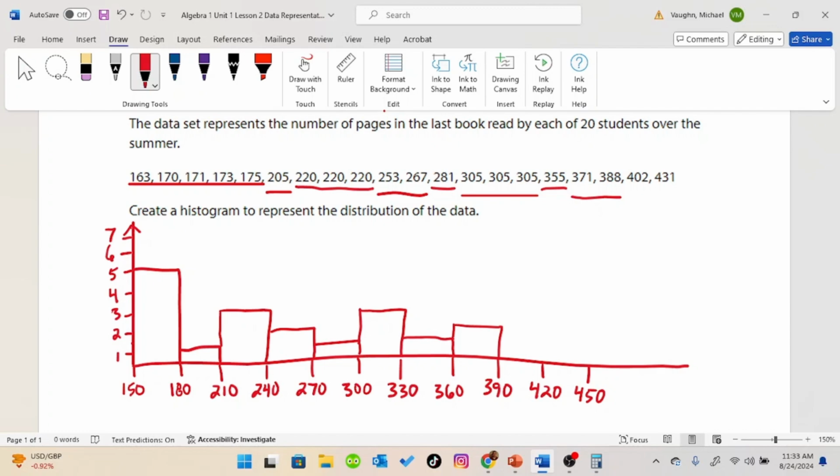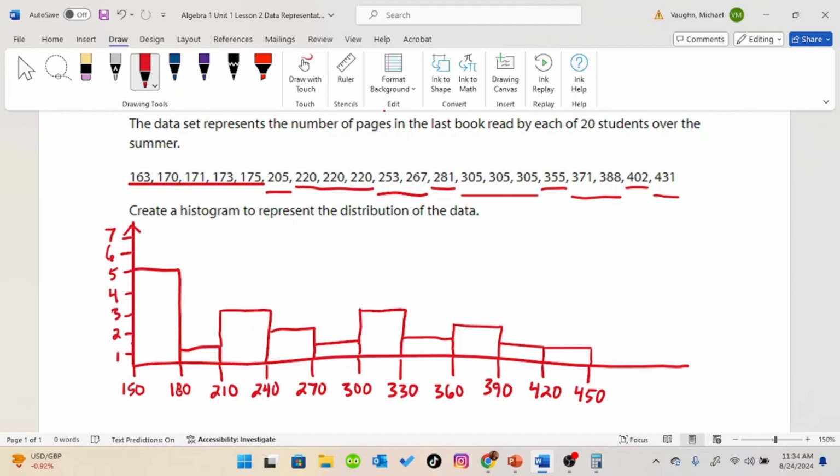Then we're looking for numbers at least 390, but less than 420. That happens once. So this bar is only going to go up to 1. And finally, numbers that are at least 420, but less than 450. That happens once. So again, this bar is only going to go up to 1. And this is how we create a histogram.